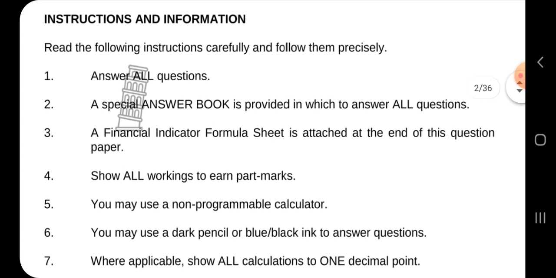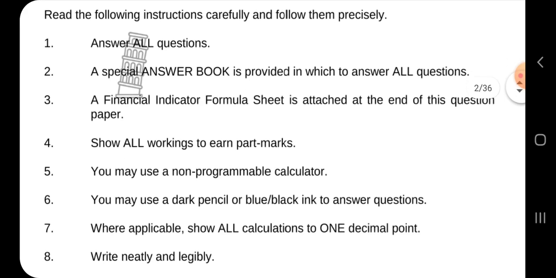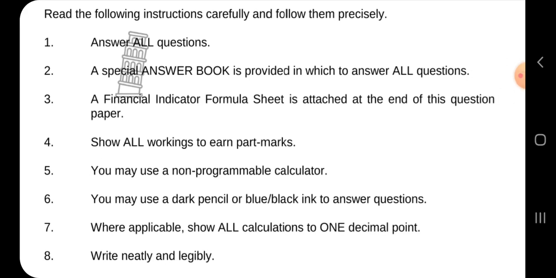Instructions and information: read the following instructions carefully and follow them precisely. When you get your question paper, it's highly important that you go through the instructions to hear what the examiner has set out for you, because there might be something in the instructions that affects the whole question paper.